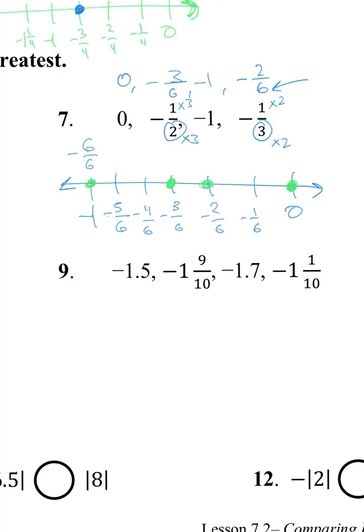Okay, so if I were to write these down from least to greatest, the smallest of all of these rational numbers would be negative 1. After that, it would be negative 1/2. After that, it would be negative 1/3. And the largest is 0. Okay, so that's how number lines can help you. Let's take a look at number 8.